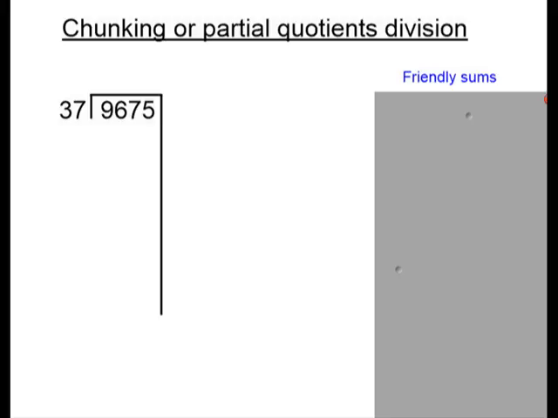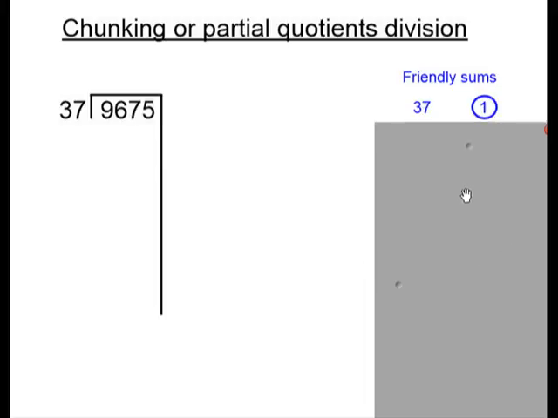Let's look at a more difficult example. 9,675 divided by 37. I have set up my bus stop in the same way, with a longer tail down here to keep the subtraction sum separate from my partial quotients. Now we do the friendly sums in the same way as in the first example.